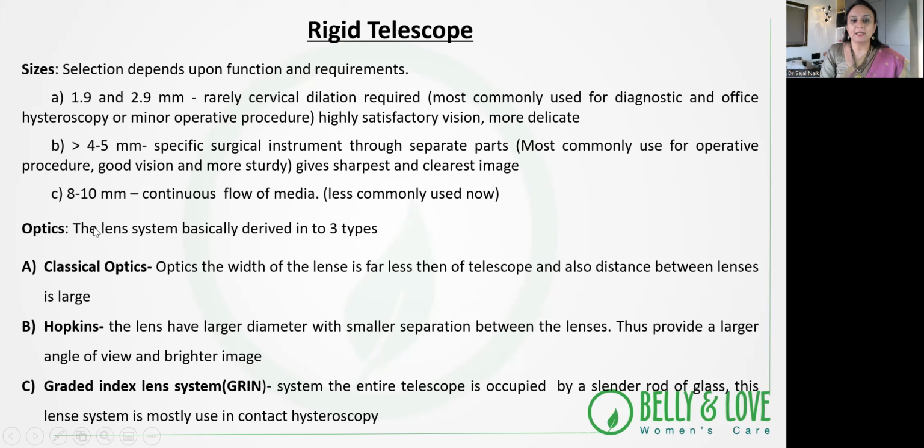Now, the optics. The lens systems can be divided basically into classic optics, where the widths of the lenses are far less than the telescope. Commonly used is the Hopkins, which has lenses of larger diameter and smaller separations between the lenses. Another, used for contact hysteroscopy, is the graded index lens system.